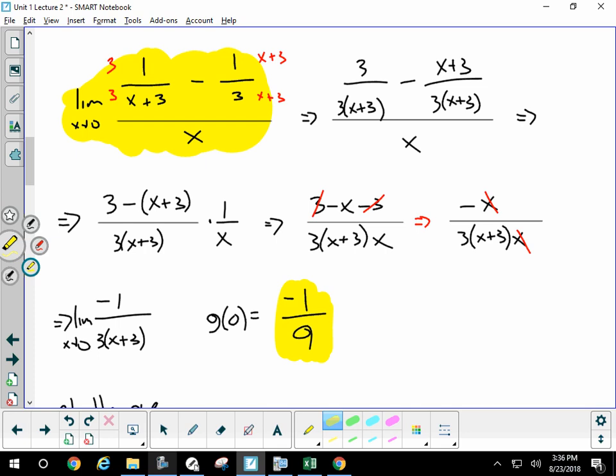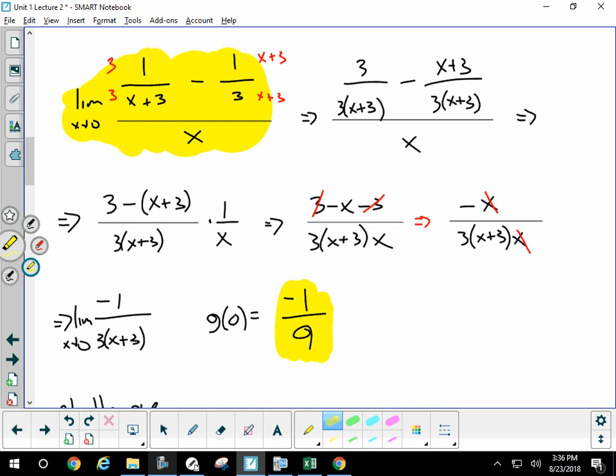So this 3 is going to stay down there. These 3's do cancel, which you're good at, okay? Now I would move that divided by x to be times 1 over x. That way you know that x and that x can cancel. Now you plug in 0, you're going to get your answer.